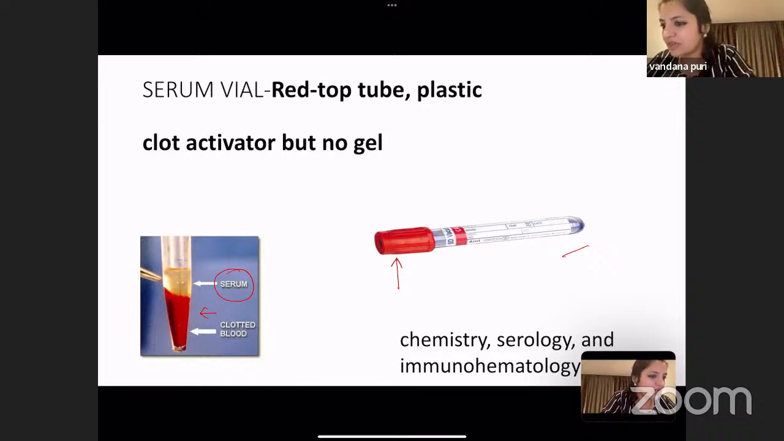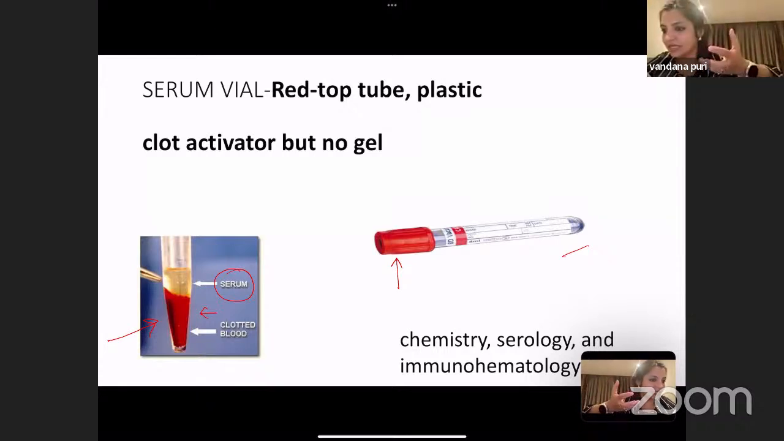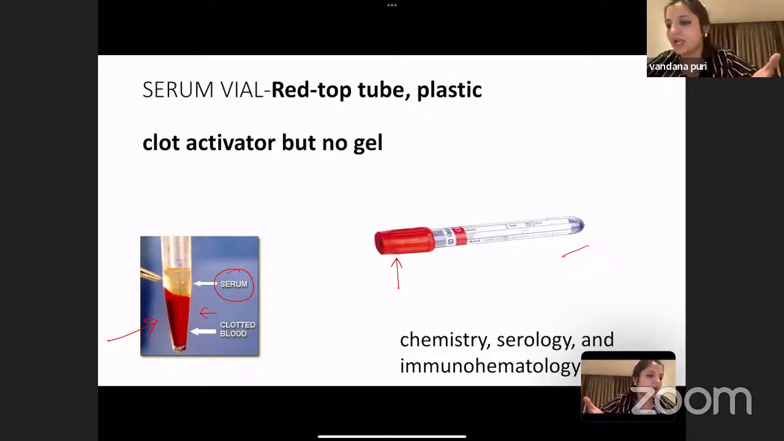Now, the problem with this vacutainer is that it has a clot activator. It forms the clot, but can you see the clot and the serum are very close? Suppose you're transporting the sample from one lab to another lab, what is going to happen? These red cells can get hemolyzed, and when they get hemolyzed, it can immediately mix into the serum. So your sample used to get spoiled.